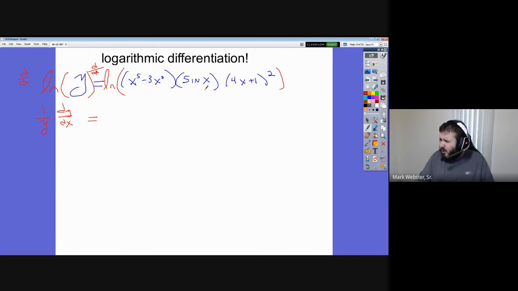But if you remember, logarithms have properties. I can take this big thing in there and I can break it up into much smaller, easier to digest pieces. Right? Multiplication on the inside of a natural log means addition on the outside.